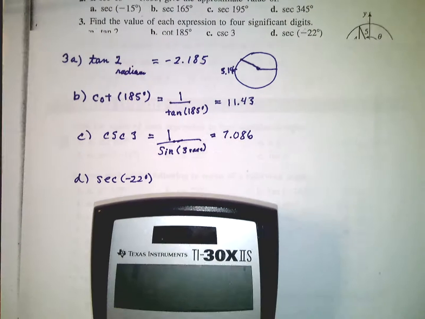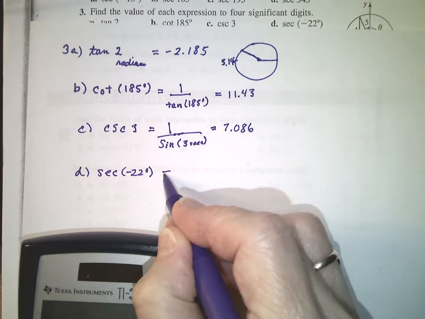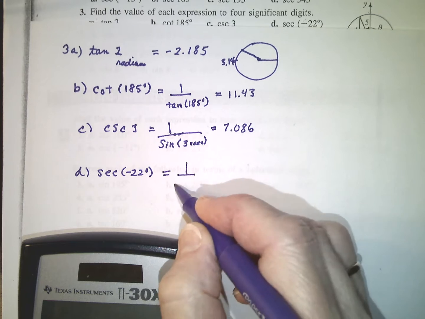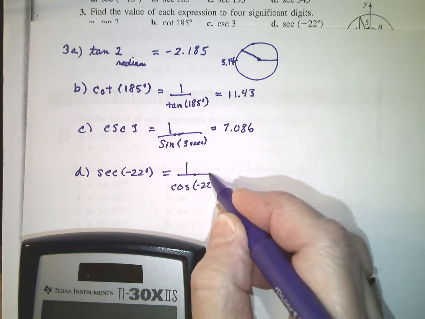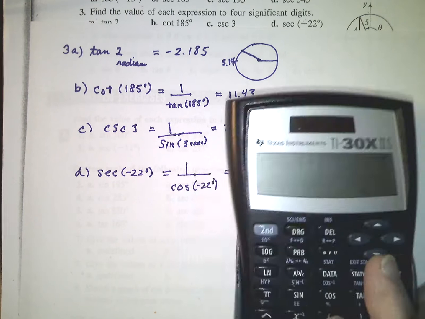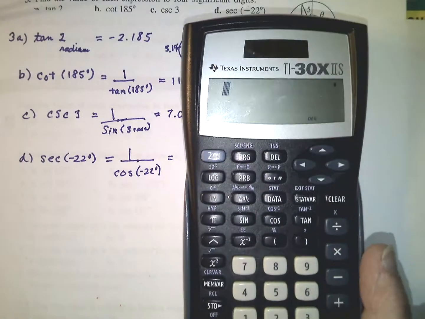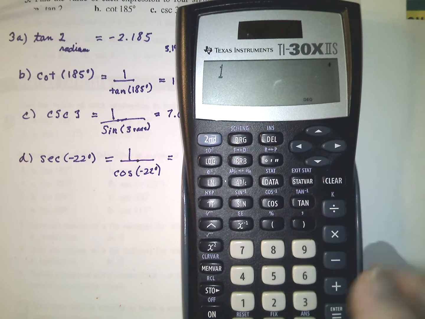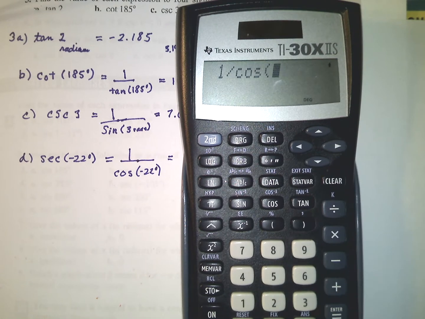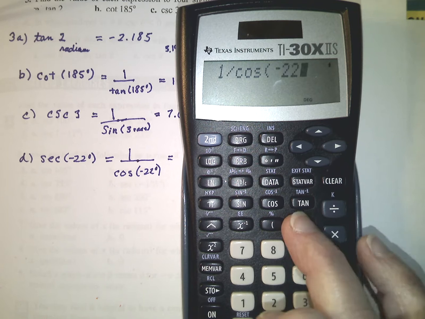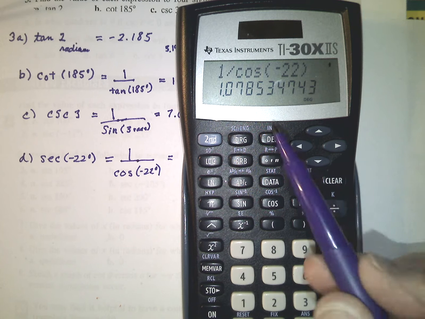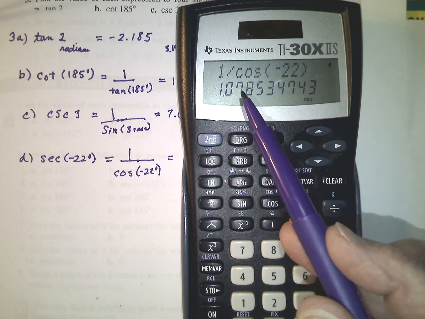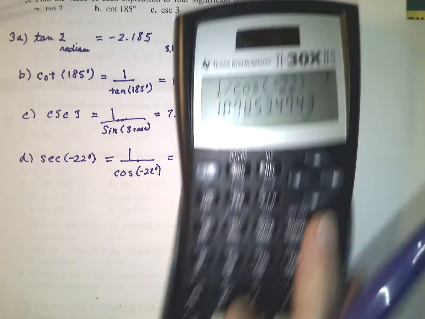So secant means, literally, 1 divided by the, not sine, 1 divided by the cosine of -22 degrees. So that's what we'll ask the calculator to do. 1 divided by the cosine of -22 degrees. Enter. And it tells us that is, now to 4 significant digits, we'd need the 1 and these 3, and this is going to round up to a 9.